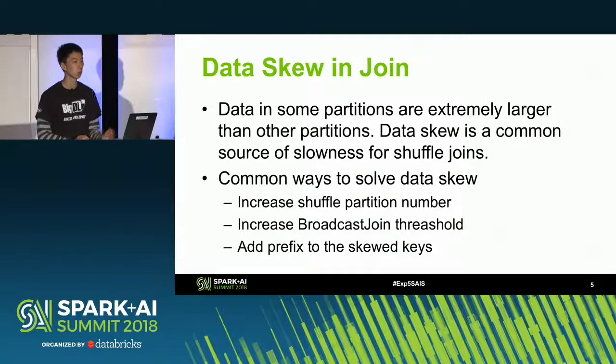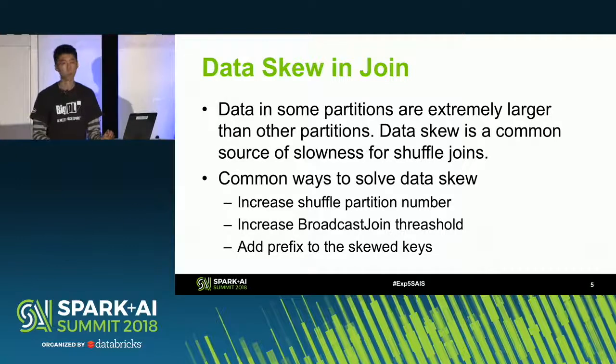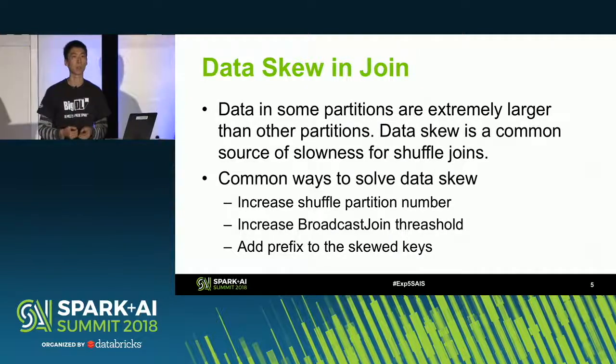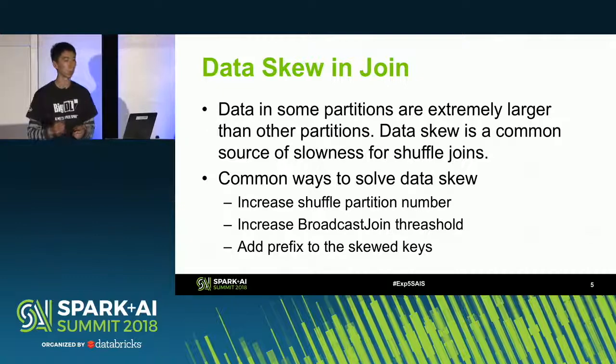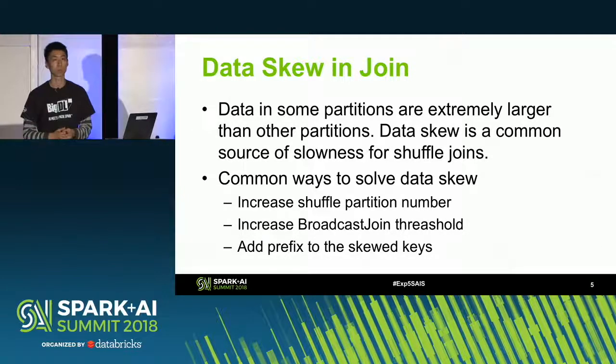The third challenge that we have been facing is data skew. We know it's very common in joining tables. This means that a task has more data to process, and this will be the slowest task. This is a common source of slowness for shuffle join. Nowadays, there's no good way to solve this.